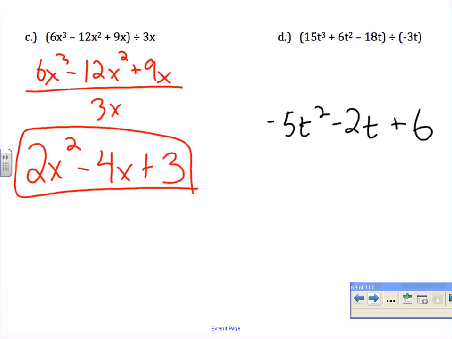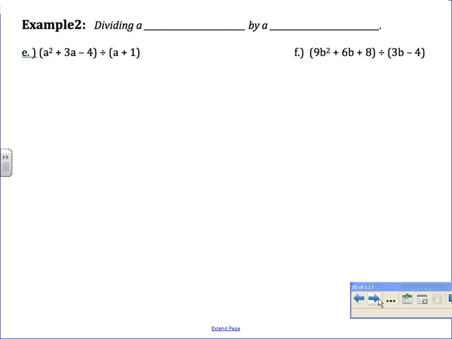Okay, flip over. Example 2, dividing a polynomial by a binomial. Now these ones you have to do long division. So we'll do hopefully just 2 of these, but let's see how you guys do. Now on these ones we're going to have remainders. So these are not fun. They're not pretty, I should say. They could be fun, they're just not pretty.